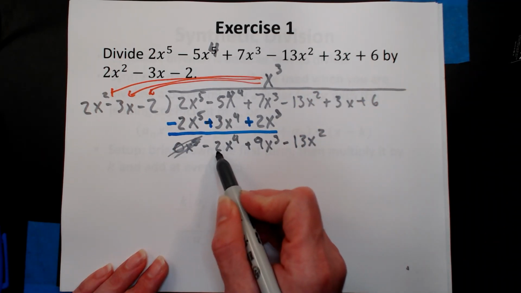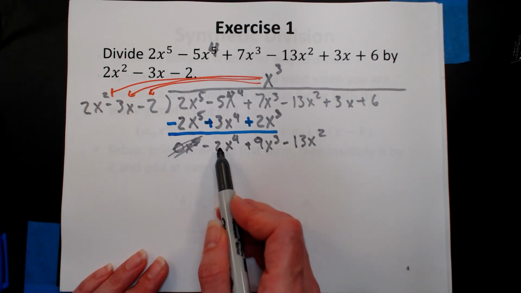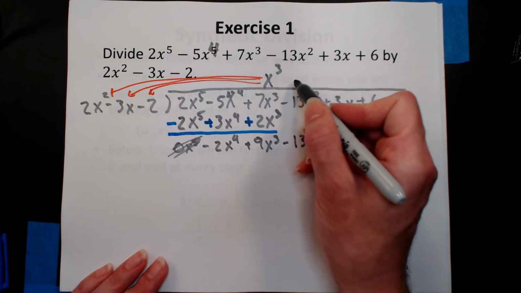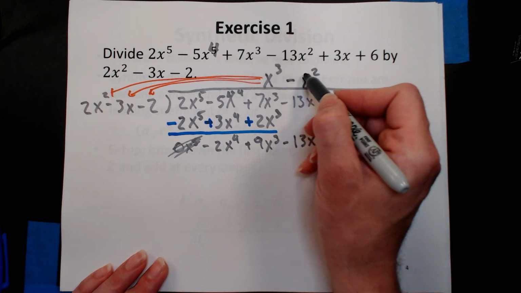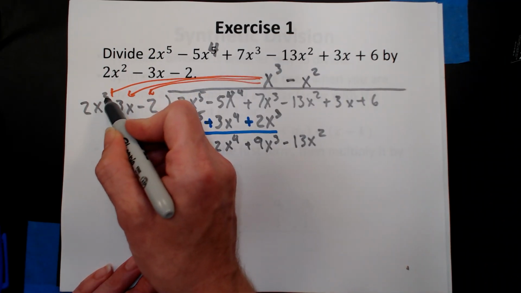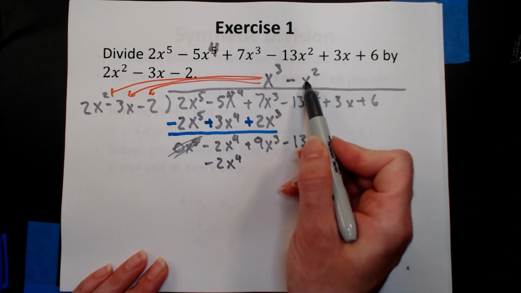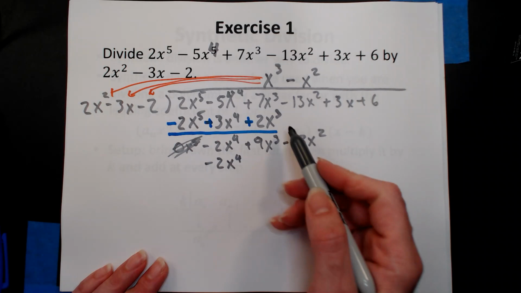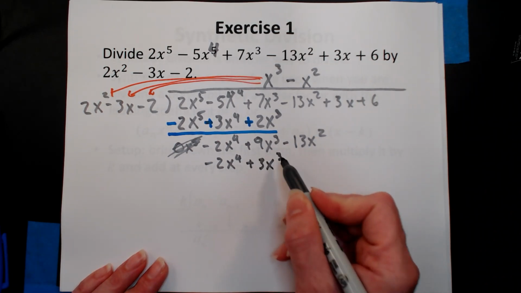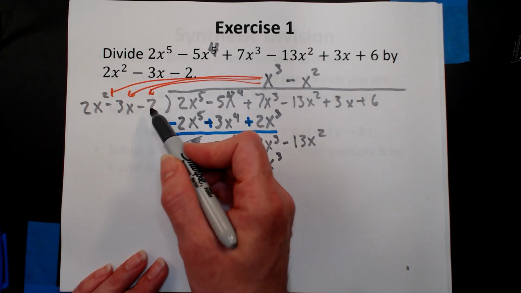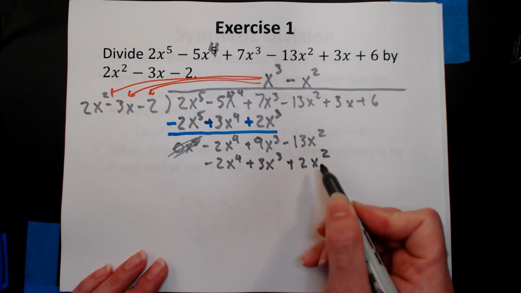So now that I've written this out, what do I need to do to get rid of this term, this negative 2x to the fourth? Well, I want this to be identical, so I'm going to need to multiply this by negative, and this is x to the fourth, that's x squared, I'm going to need negative x squared. So negative x squared times 2x squared gives me negative 2x to the fourth. Then negative x squared times negative 3x gives me positive 3x to the third. And then negative x squared times negative 2 gives me positive 2x squared.